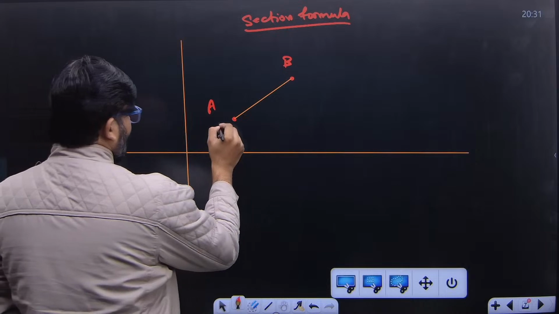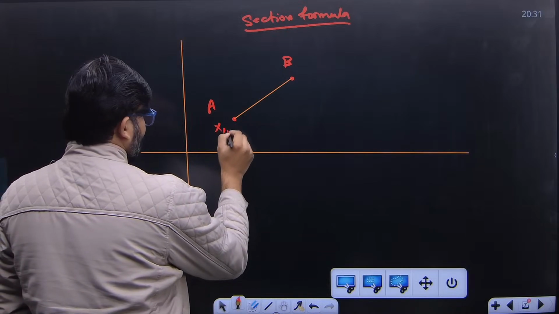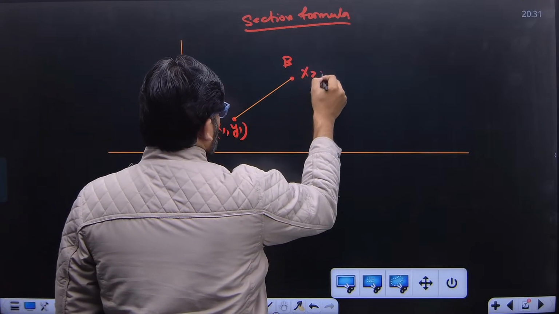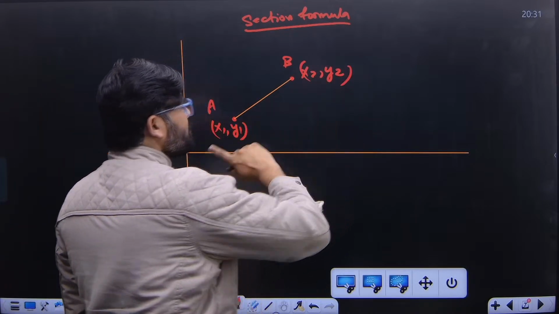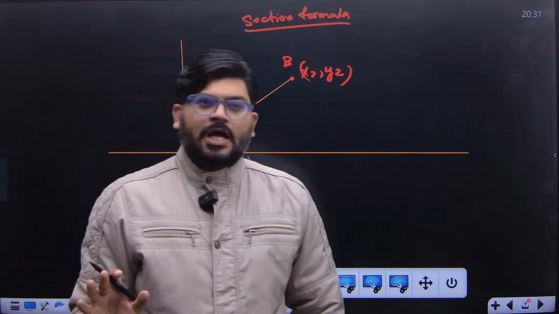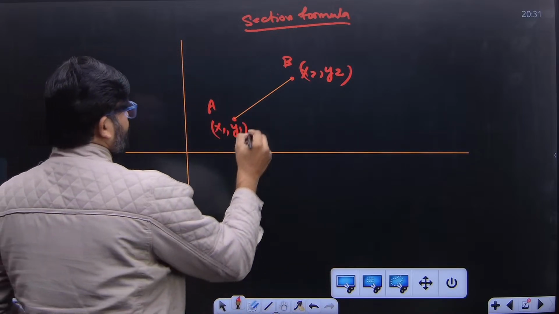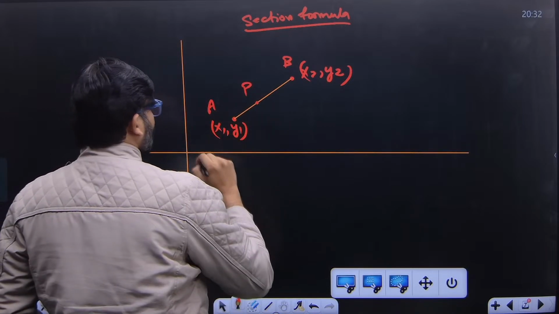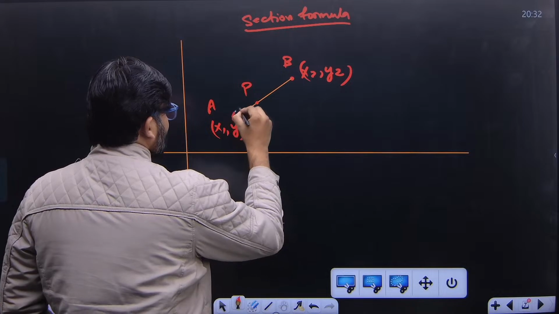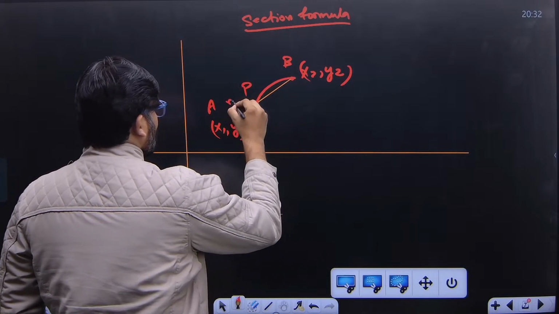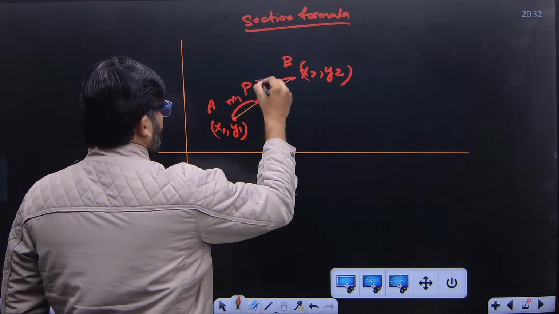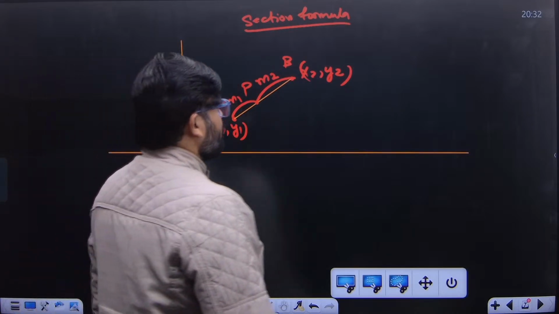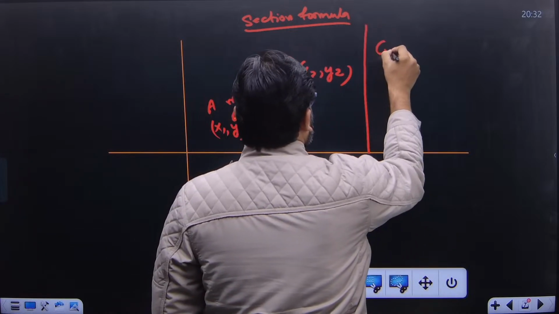Suppose the coordinate of the point A is (x1, y1). The coordinate of the point B is (x2, y2). These are the things which are already given to you. Now imagine that there is a point P in between AB such that AP is to PB is given as M1 is to M2. Understood? Okay, so I am writing it here so that you can understand in an easy manner.